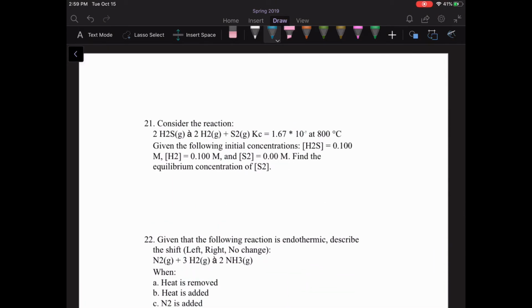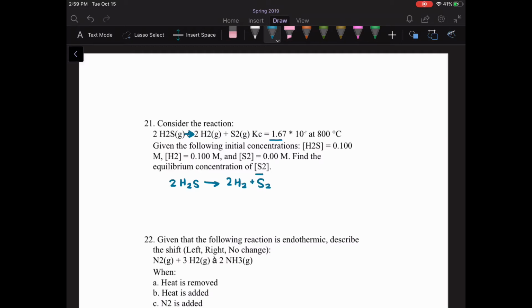All right, so it says consider the reaction below. 2H2S to form 2H2 plus S2. It gives me a Kc of 1.67 times 10 to the negative 7 at 800 degrees Celsius. And it says, given the initial concentrations, find the equilibrium concentration of S2. So I'm going to set up my handy dandy ICE table, but I'm going to write out my equation on top. So 2H2S to form 2H2 plus S2.